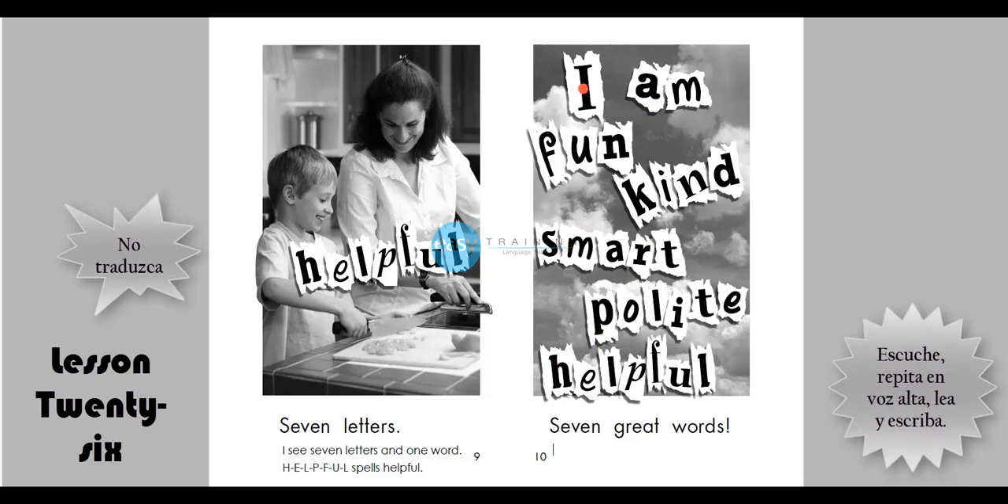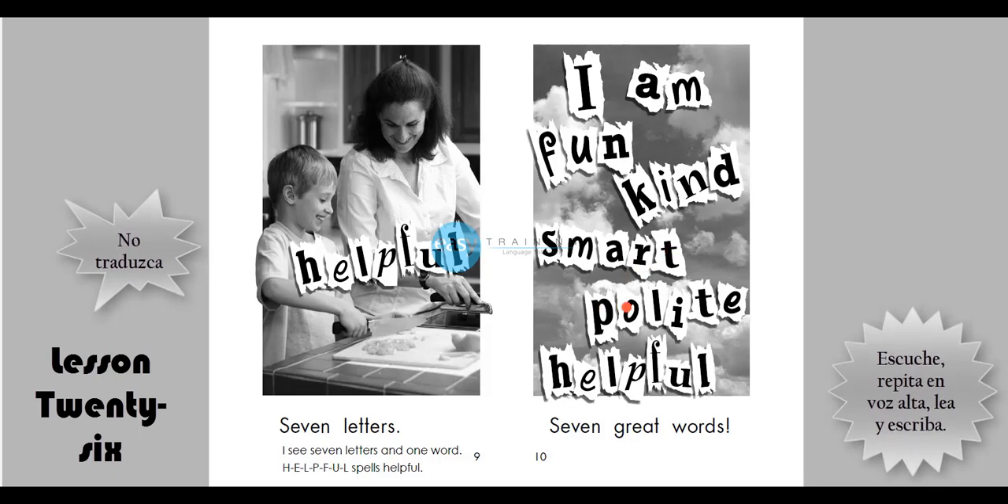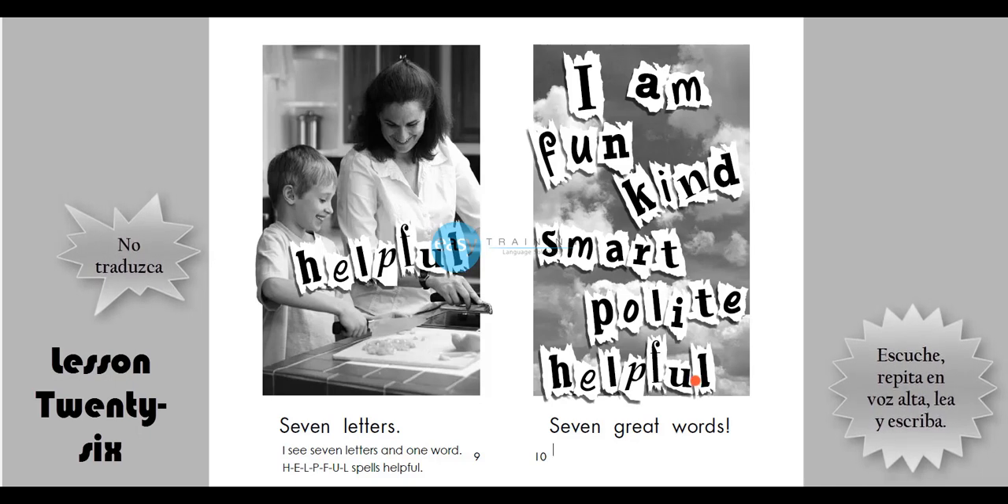28 letters. I, A, M, F, U, N, K, I, N, D, S, M, A, R, T, P, O, L, I, T, E, H, E, L, P, F-U-L, 28 letters. I see 28 letters. And 1, 2, 3, 4, 5, 6, 7 words.